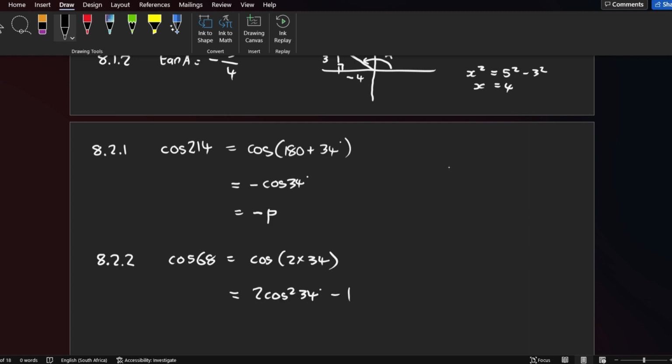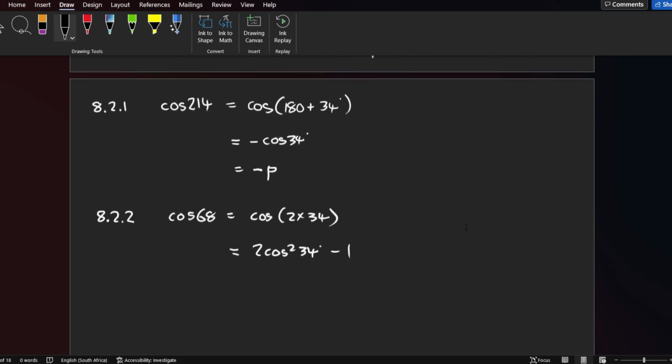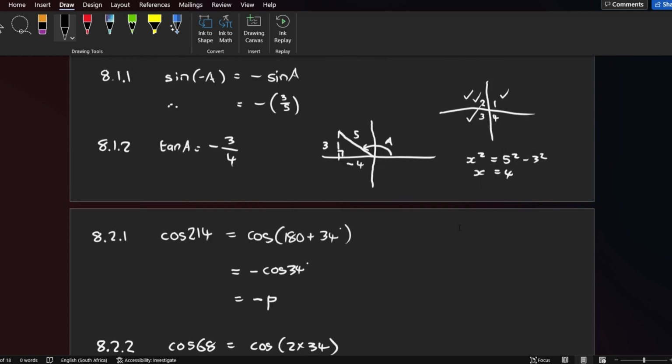Why did we use that? Because we already have cos 34 in terms of p. It wouldn't make sense to go use sine. That would create a lot more work for us to do. So therefore we know that cos 34 is p, so that will be 2p squared minus 1. And we have successfully determined that expression in terms of p.